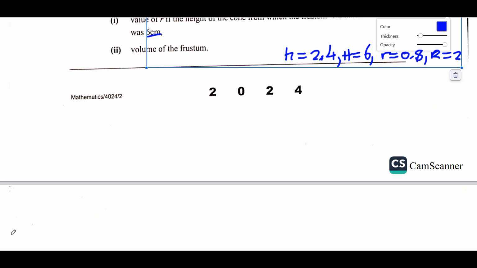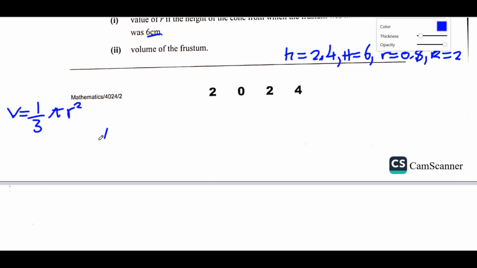For the first one, I'm going to find the volume by finding the difference between the volume of the larger cone and the volume of the smaller cone. So volume is equal to, for the larger cone, 1 over 3 pi R squared H, minus, for the smaller one, 1 over 3 pi r squared small letter h.